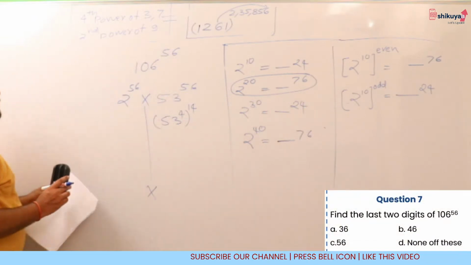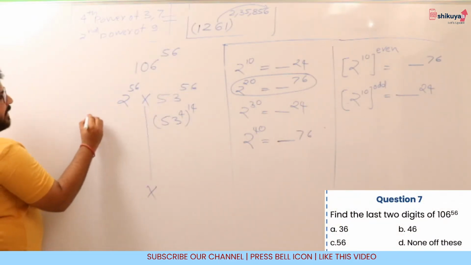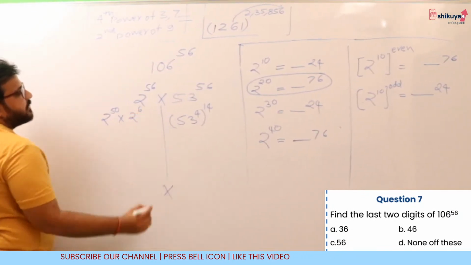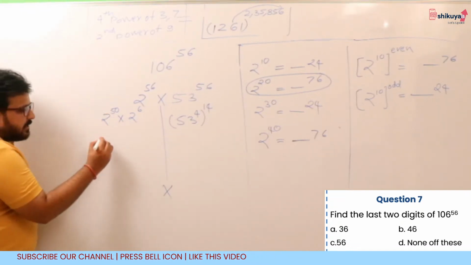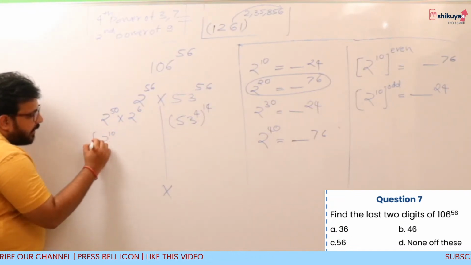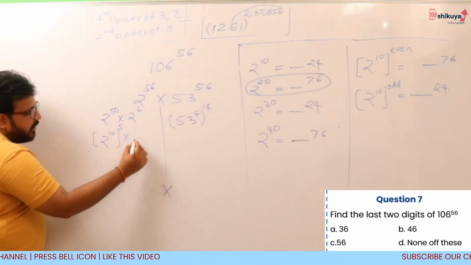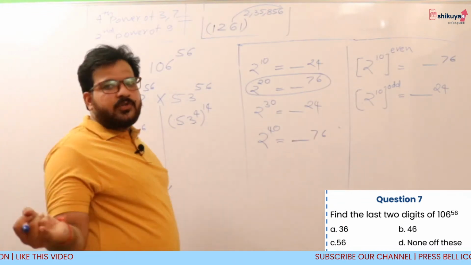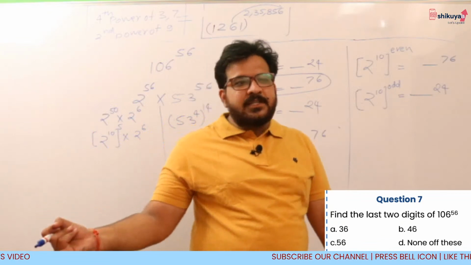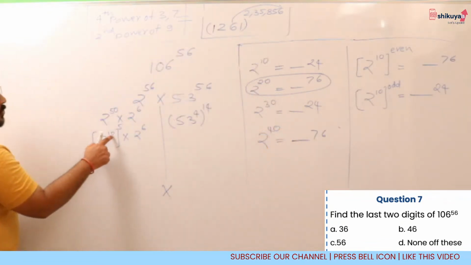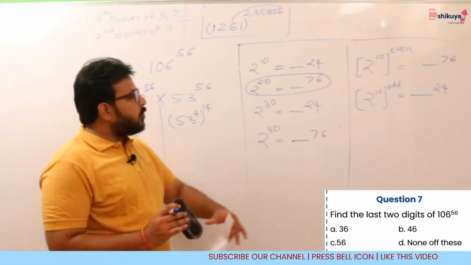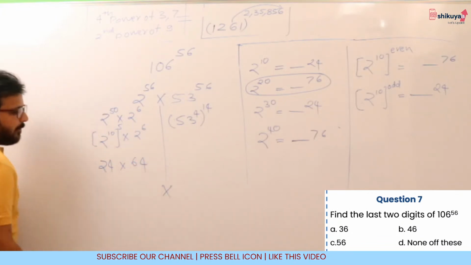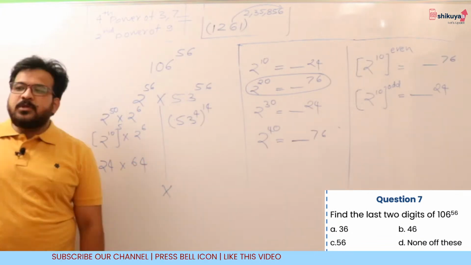Now look at me. This is 2 raised to 56. That is actually 2 raised to 50 into 2 raised to 6. Is that clear? So this is 2 raised to 10 raised to 5 and 2 raised to 6. As you know, 2 raised to 5 is 32, so 2 raised to 6 is 64. So this 2 raised to 10 raised to 5, that is 2 raised to 10 raised to odd, is 24 into 64. Am I right? 24 into 64.